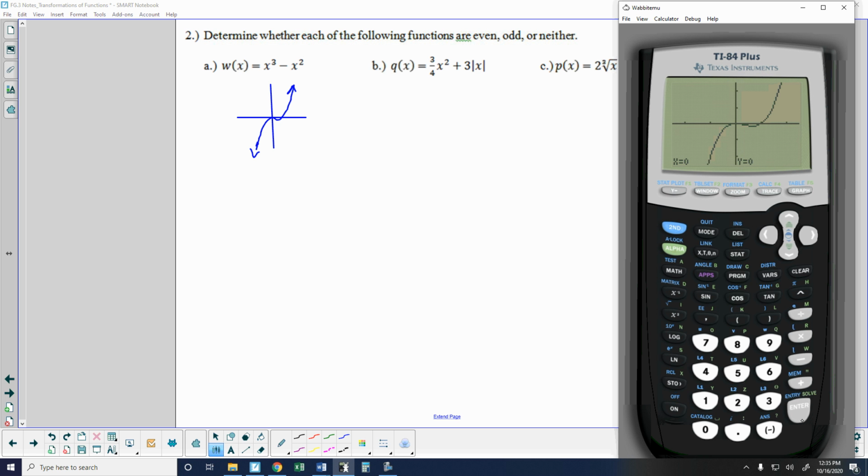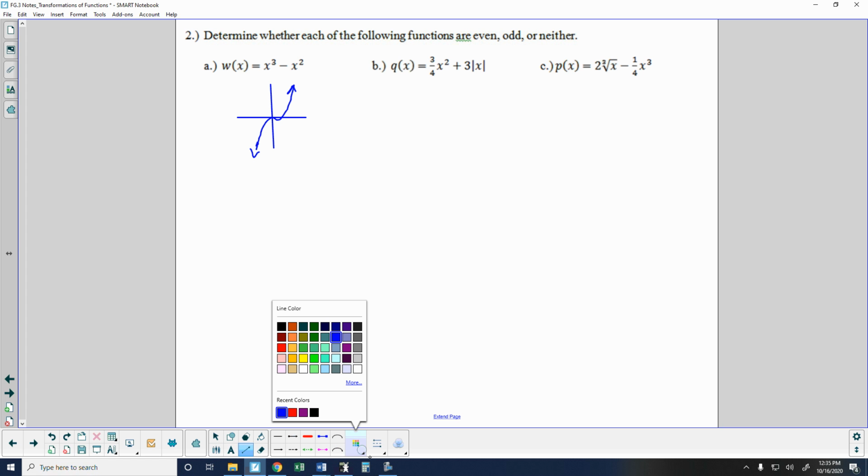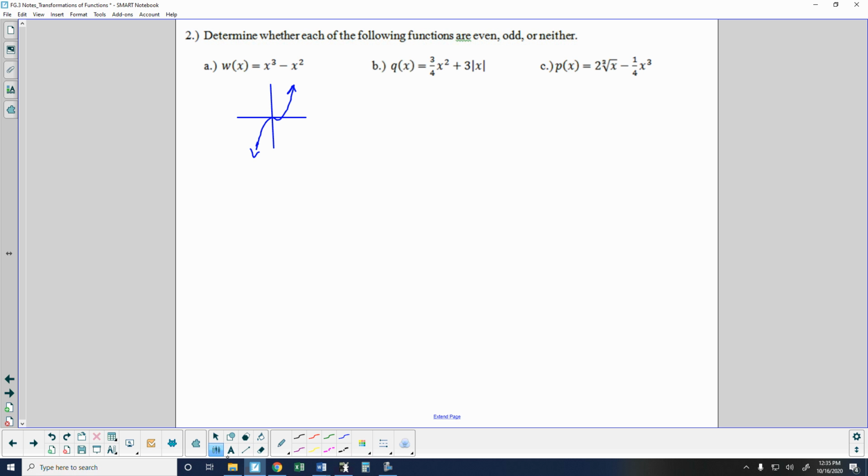And so this one, is there symmetry about the y-axis, the vertical axis? No, there's not. Is there symmetry about the origin? Could you rotate it 180 degrees to map it onto itself? No, that's not the case either. So this is neither.